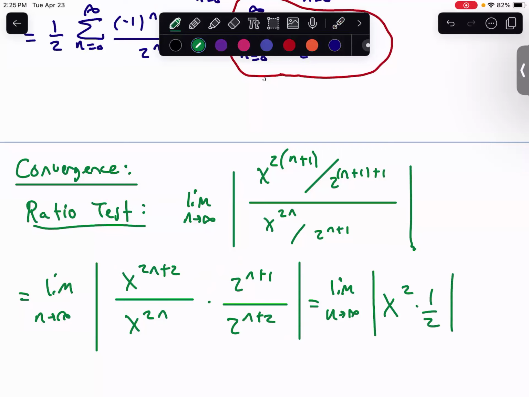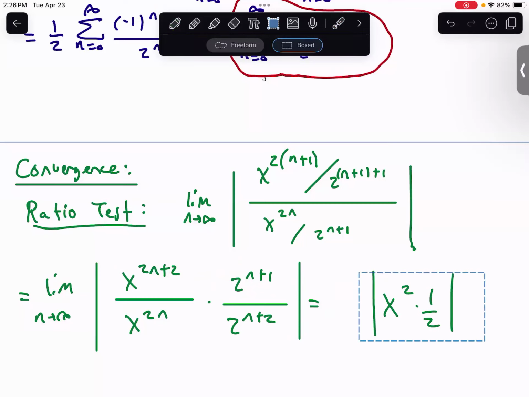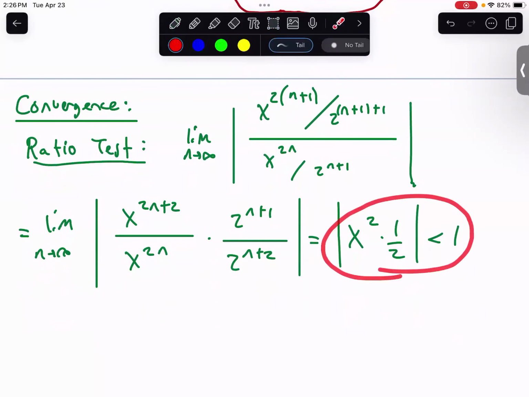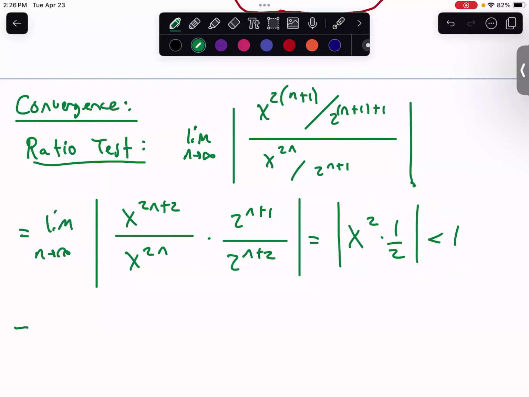And the n is completely gone now. So the limit doesn't really do anything, so I'm just going to get rid of the limit. So for this to converge, this has to be less than 1. So now it's just a matter of multiplying both sides by 2. So this implies we have x squared is less than 2. Then you can take the square root of both sides. So absolute value of x has to be less than the square root of 2.